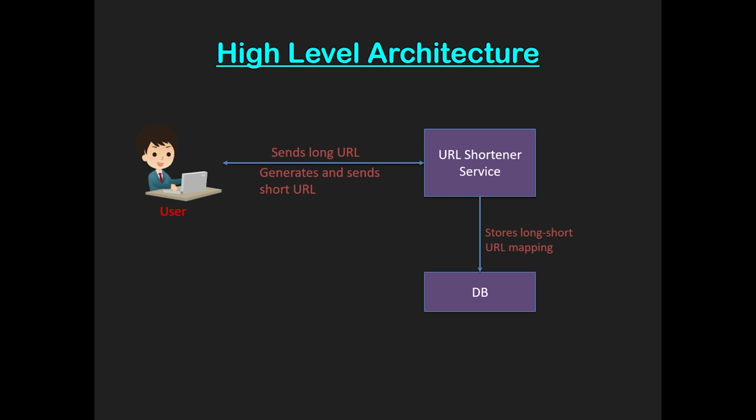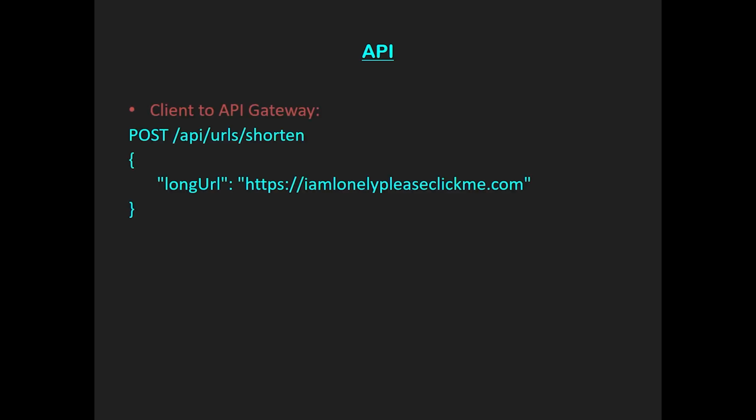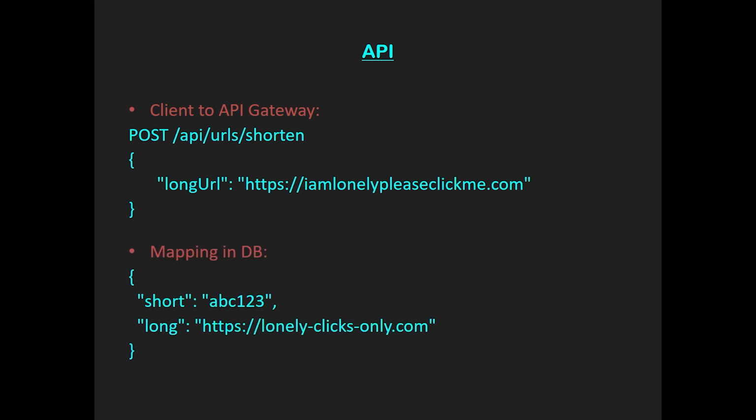And in the meantime, we silently collect the analytics in the background. And the API will look something like this. The client will send to the URL shortener service a long URL. Okay, and this is how we will store in the database the mapping. Okay, the short URL mapped to a specific long URL.